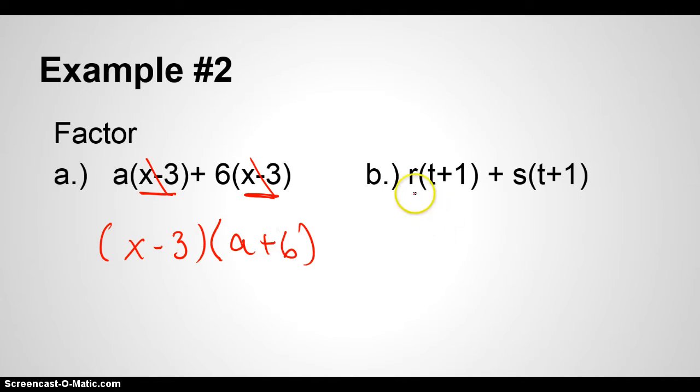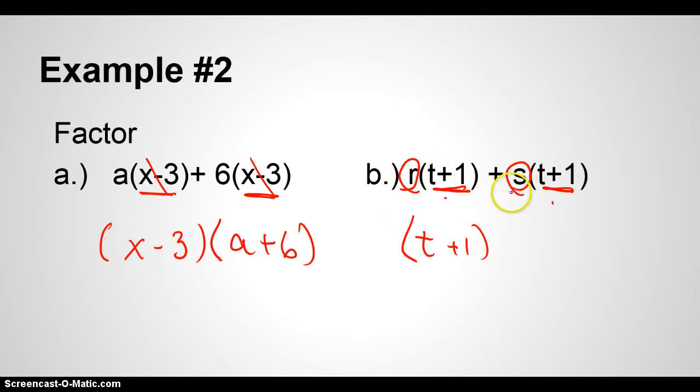Let's look at the next example. Hopefully it'll clarify a little bit more for you here. We have R times (t plus 1) plus S times (t plus 1). Notice we have t plus 1 and t plus 1 inside both the parentheses. So I'm going to bring that down and do t plus 1 for my first set of parentheses, but we still have to deal with my R and my S.